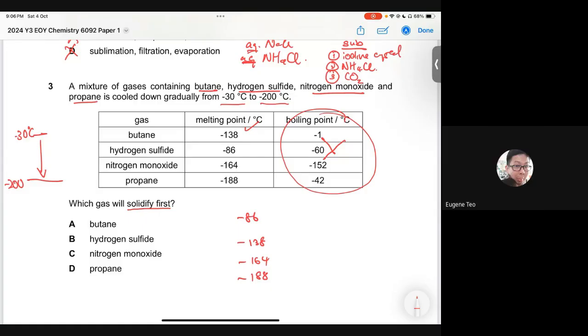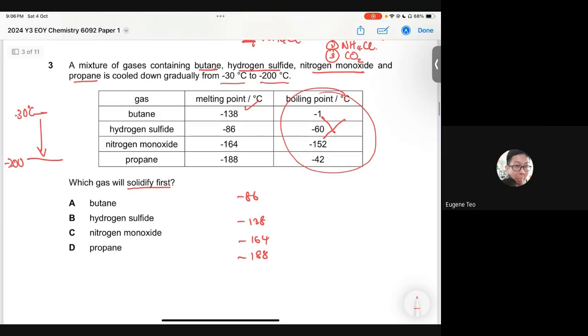Okay, so let's continue from this. So what you realize is that from negative 86 to negative 188 going down. So you realize for negative 86, it will be the first to solidify. So my hydrogen sulfide will be the first to be solidified. So answer for this one is option B. So it's quite fast for this one.